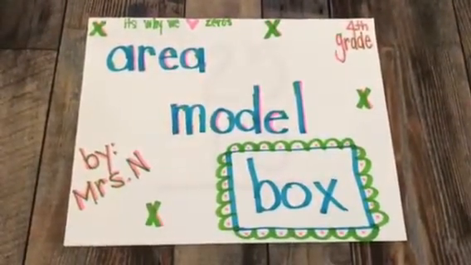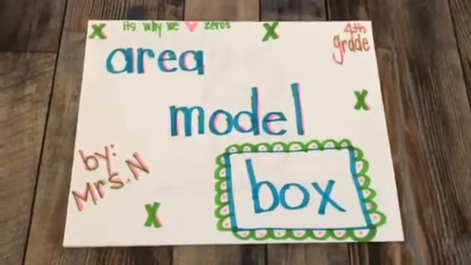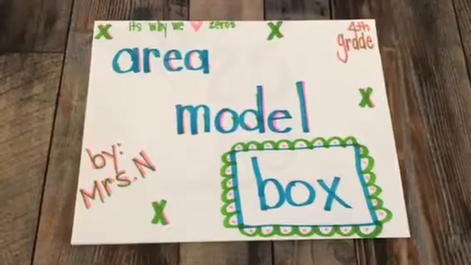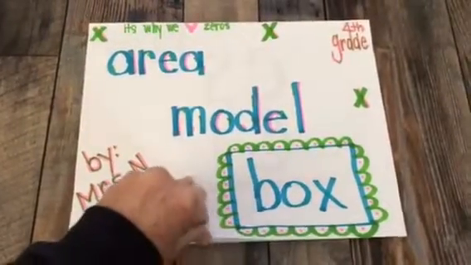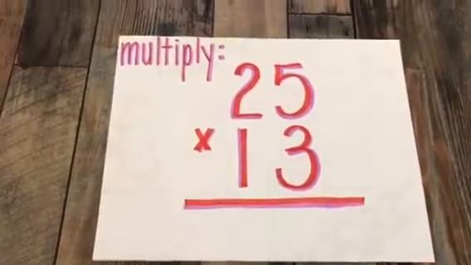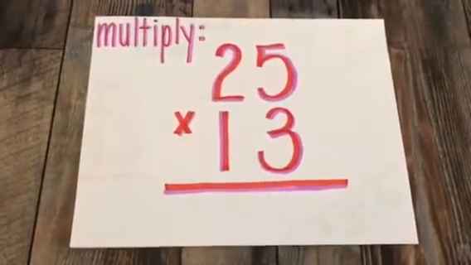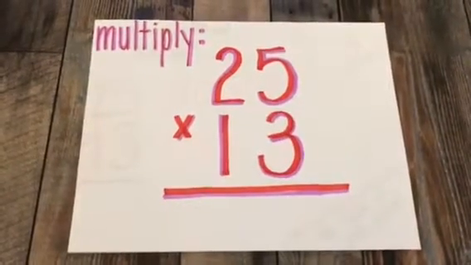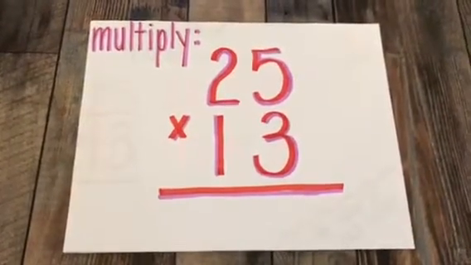Today, we are going to review the Area Model Box Multiplication Strategy. Today, we are going to multiply the numbers 25 times 13.